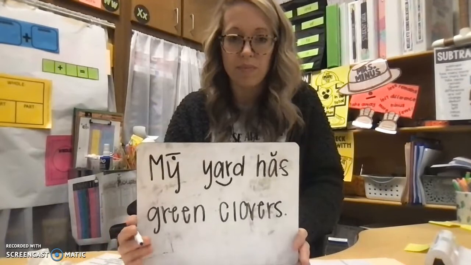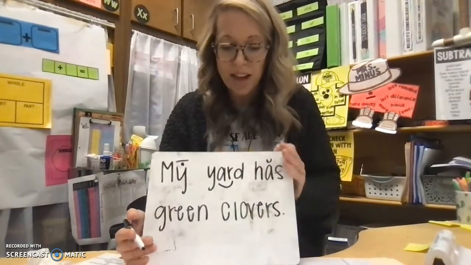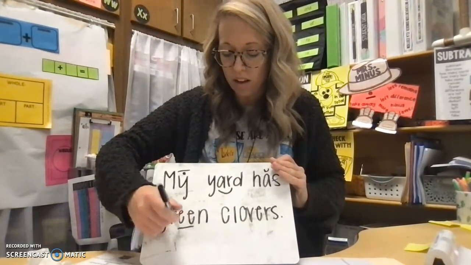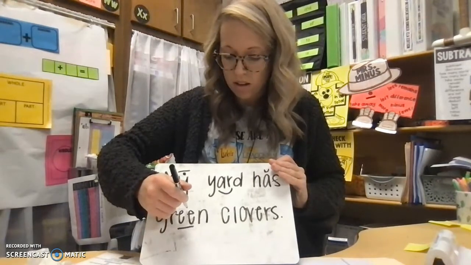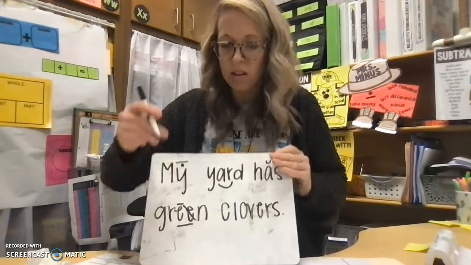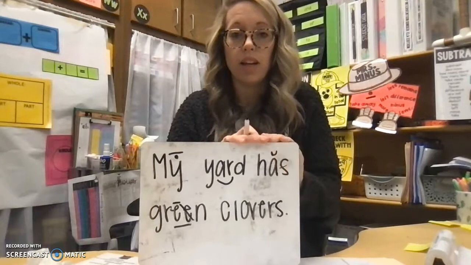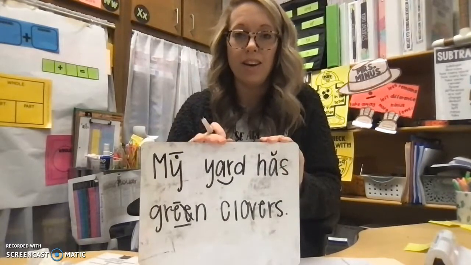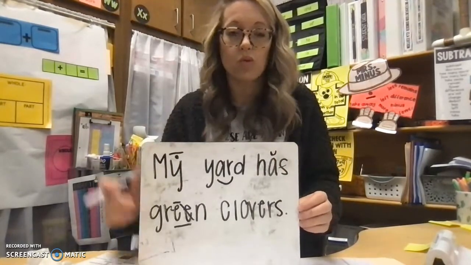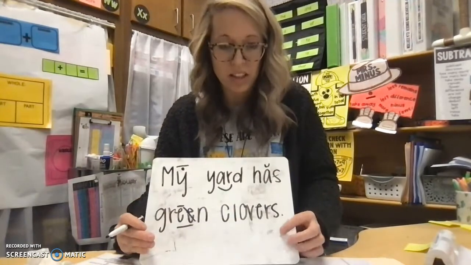and let's look at this word right here. What do you see in this word? Yeah, I see the vowel digraph EE. Awesome. Now let's read it again. Ready? My yard has green.